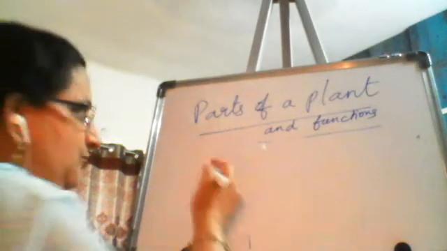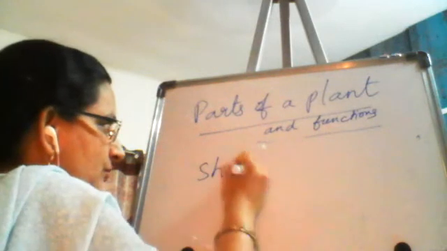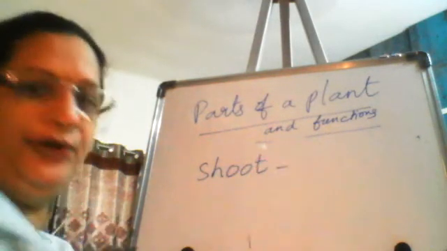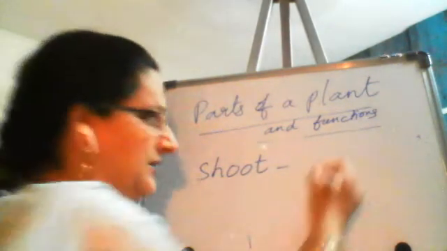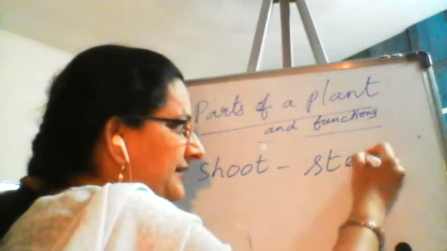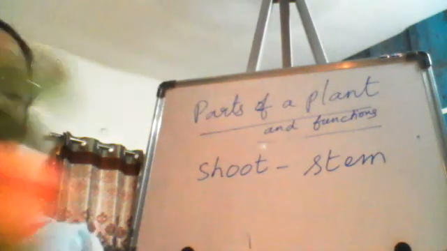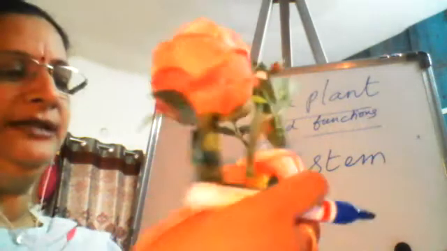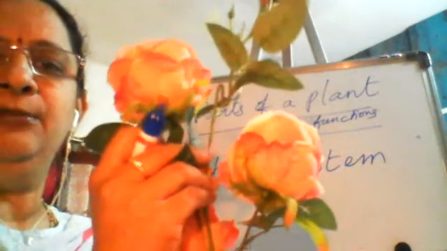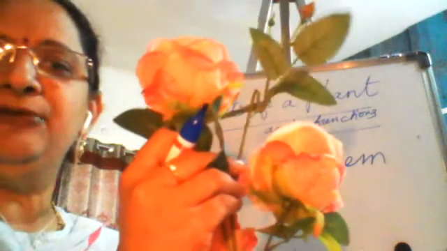What is the spelling of shoot? S-H-O-O-T. Shoot. What do you mean by shoot? Many of you must have got confused. Shoot is nothing but the stem. Again you get confused. I again have this plant to show you. This is the stem of the plant. Can you see the main stem of the plant? Okay, this is called the shoot of the plant.